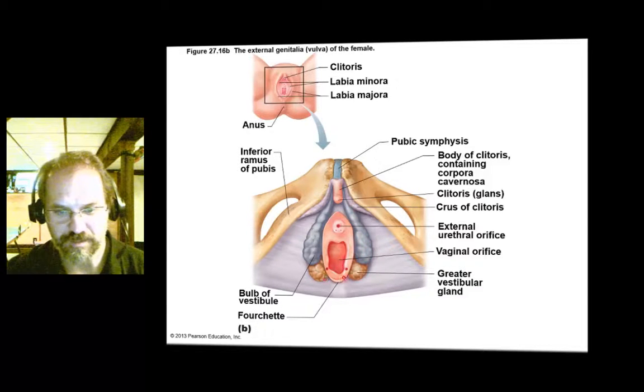And there you can see the greater vestibular glands. The posterior end of the vaginal orifice, again, is called the vestibule. The posterior end is called the fourchette. And you can see the openings of the greater vestibular glands there.